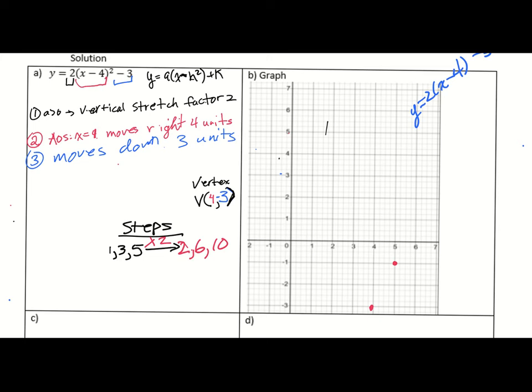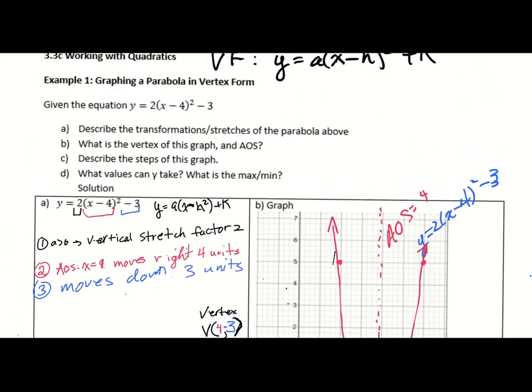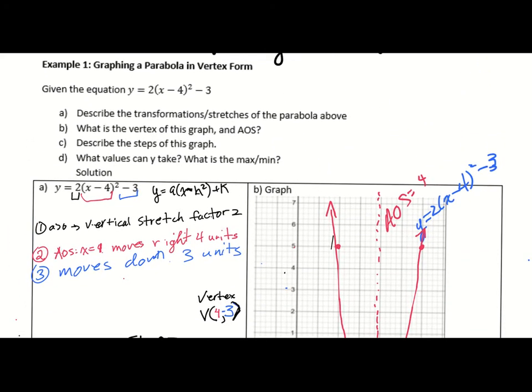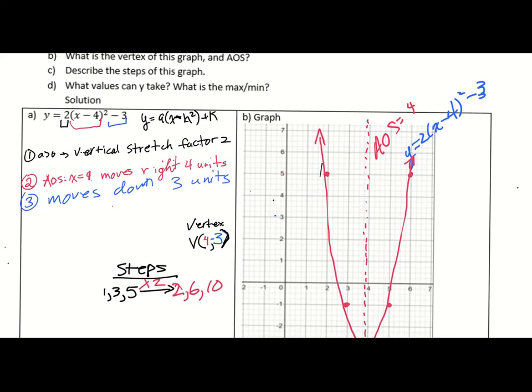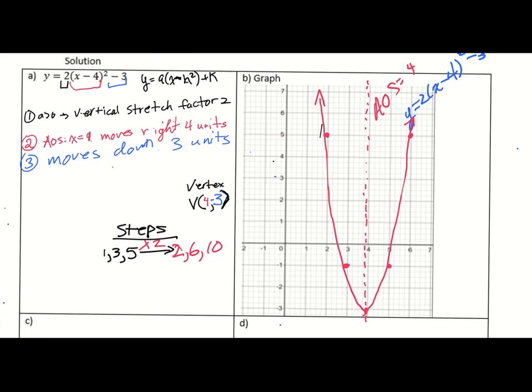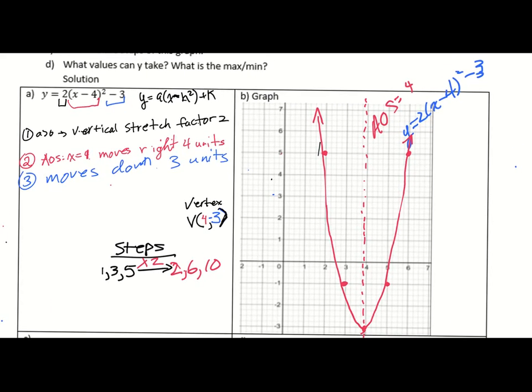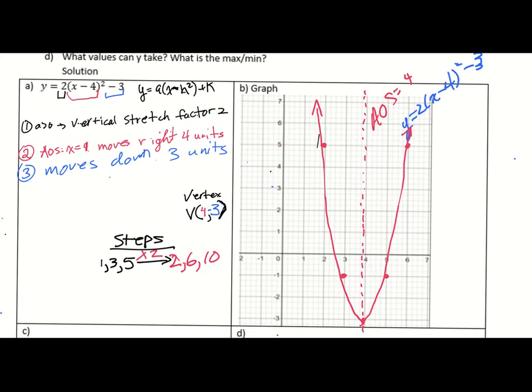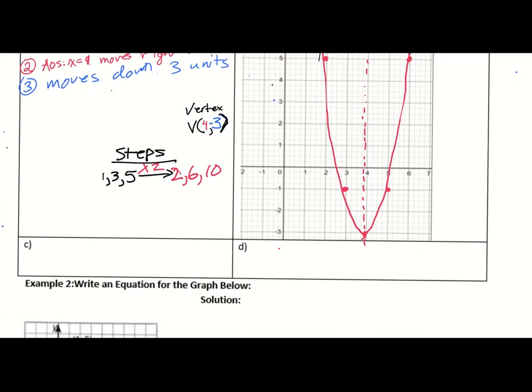So there's only a few more things to do for our lesson, so let's find out what we have to do. All right, so it says describe the steps of this graph. And then what can y take and what is the max and minimum. So the steps to find the graph are the following.